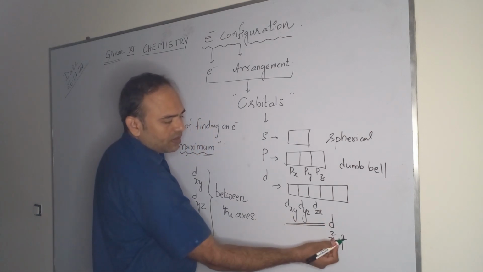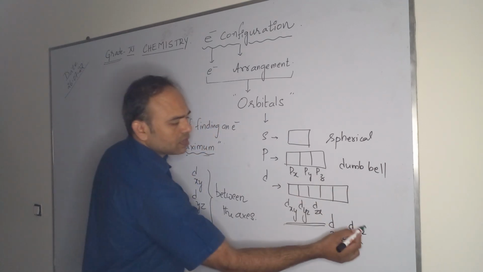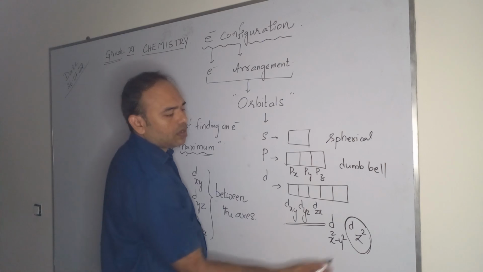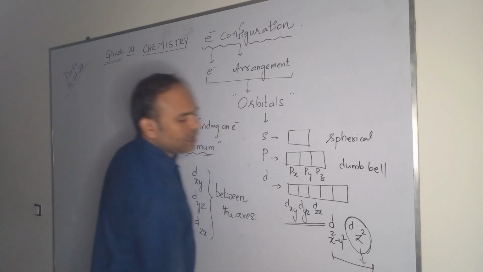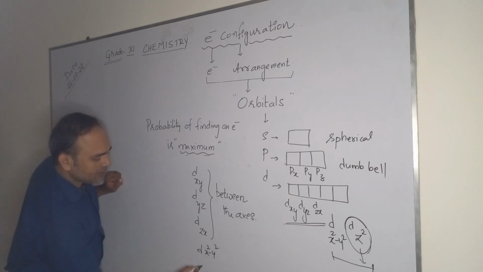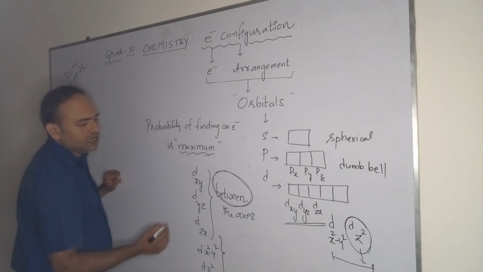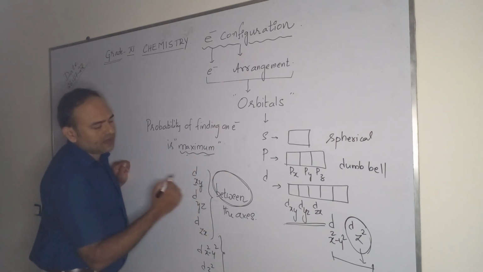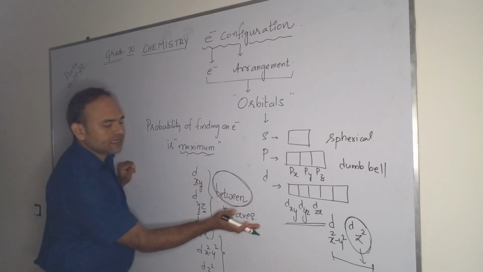dx square minus y square we have written here and the last one is dz square. You know, the donut shape orbital or the baby soother orbital, that is dz square. What difference do we find here? The difference is, I am putting square in both cases, and the first three are present between the axes: between x axis and y axis, dxy; between y axis and z axis, dyz; between z axis and x axis gives you dzx. So these are all between the axes.